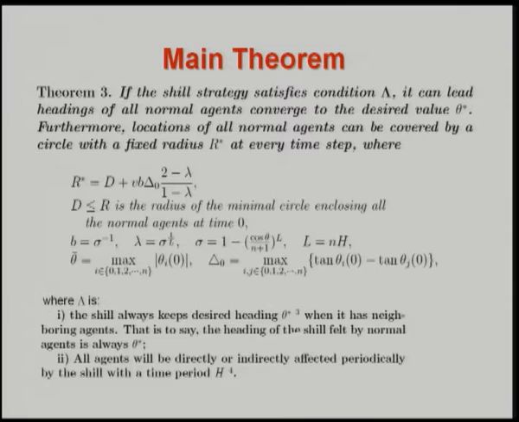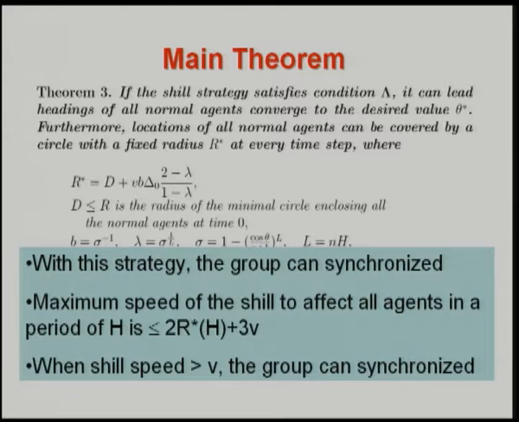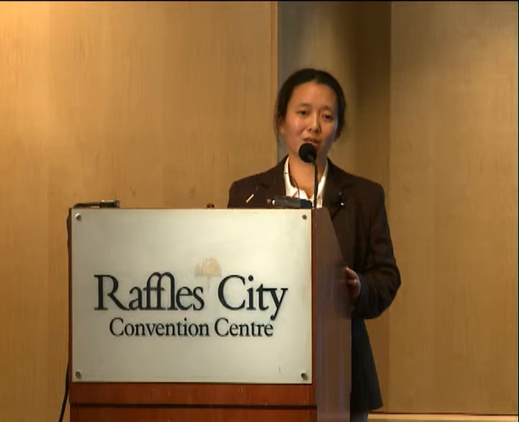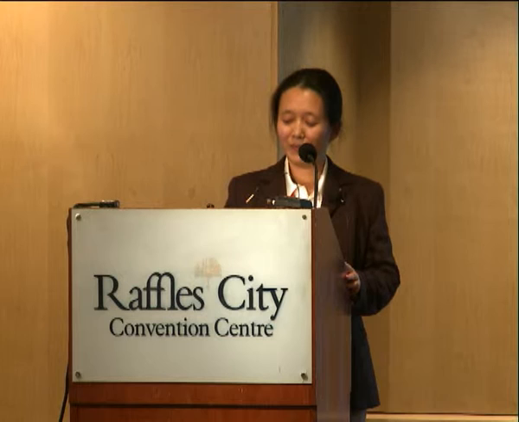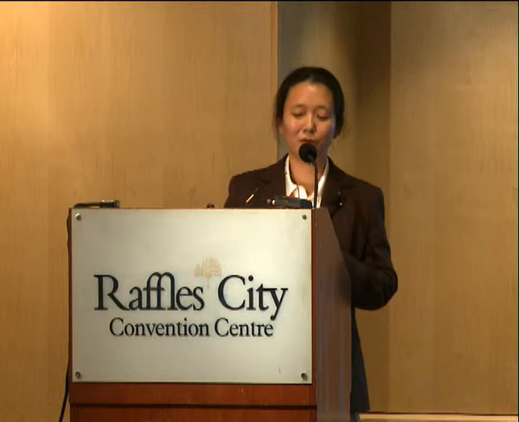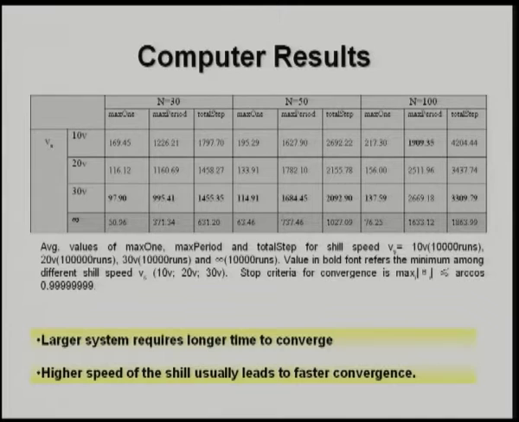And we proved that with this strategy the group can synchronize, and the maximum speed of the shield to affect all agents in a period is limited too. So actually, if the shield speed is larger than the speed of normal agents, the group can synchronize. Just a little bit faster is okay, it's fine. But as we see in the computer simulation that we've done for different sizes of the group and different speeds of the shield, we found that a larger system will require longer time to converge to synchronization. And a higher speed of the shield usually will lead to faster convergence.